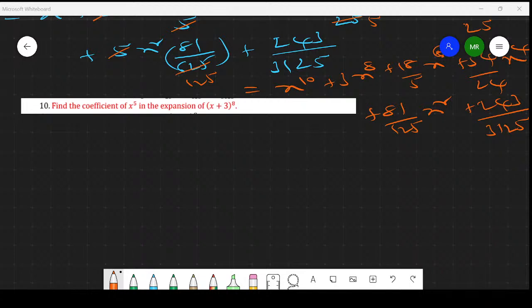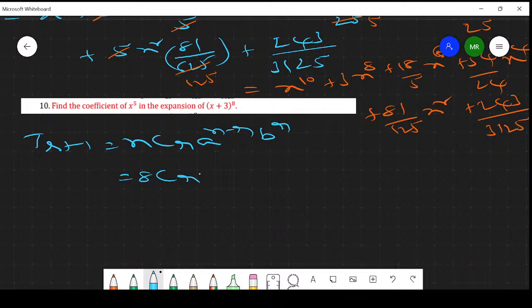Now you can see another one. Find the coefficient of x⁵ in the expansion of (x + 3)⁸. They are asking the coefficient of x⁵ in (x + 3)⁸. So always you write the general term, T(r+1) = nCr a^(n−r) b^r. What is the n value? 8. 8Cr, a means x^(n−r), b means 3^r.